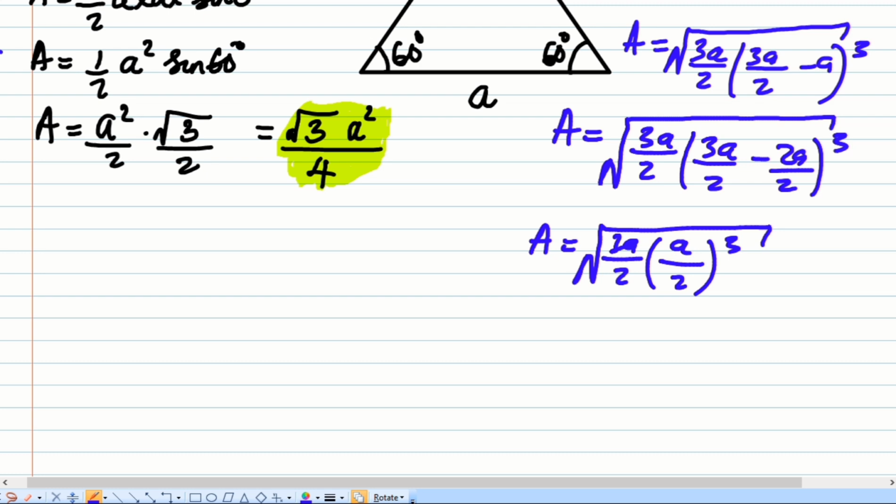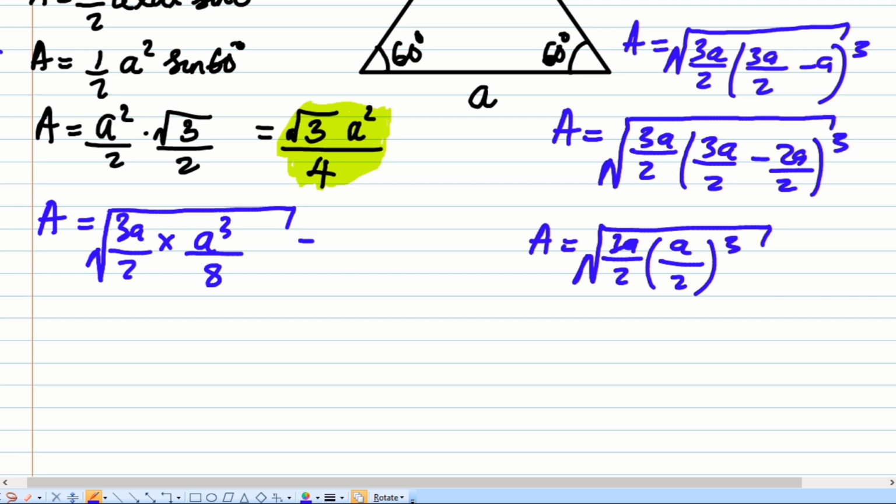Now, I think I'll just continue under here. The area now becomes the square root of 3A over 2 multiplied by A raised to power 3, that's A cubed, over 2 raised to power 3, that's 8.